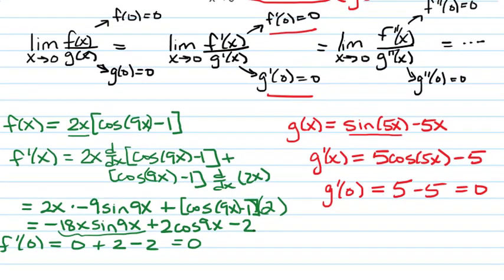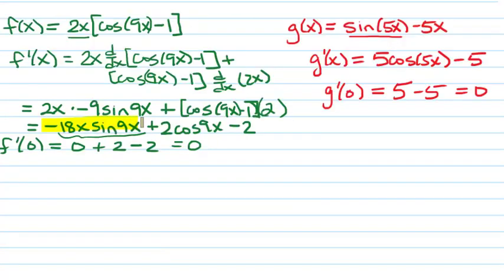So we're going to have to find the second derivatives. We're taking the derivative of f prime, which was negative 18x sine of 9x plus 2 times cosine 9x minus 2. All right, so that first term is a product.